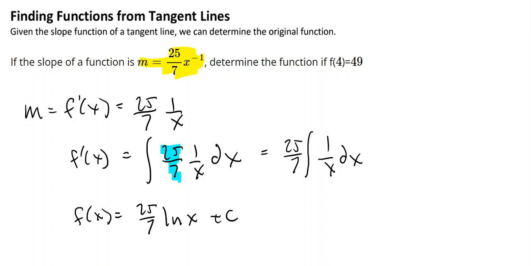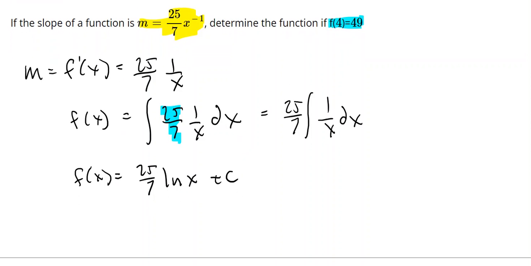Oh, and by the way, this should not be there. The function is the antiderivative of this. Right now we need to find c. And so that's what we're given this information over here for. That information is to help us find our value of c.